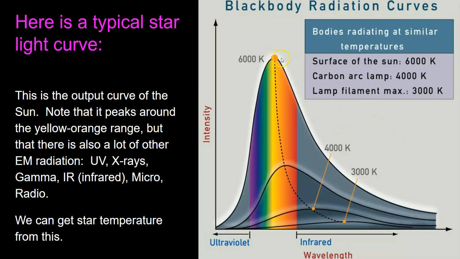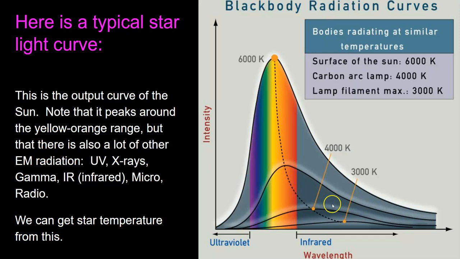This one is for the sun. The peak right there is right around the yellowish orange range. But there's a whole lot of other stuff. I mentioned this before. There's a whole lot of stuff that goes beyond ultraviolet that's not fully recognized on this particular graph, and some stuff that goes in the other direction that is more radio waves.